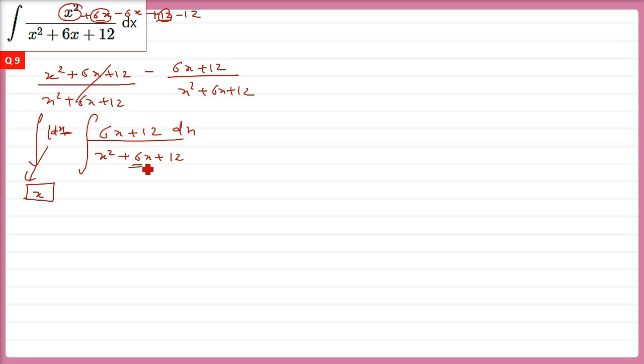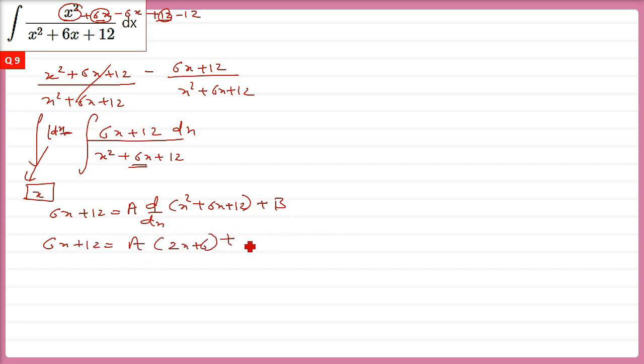So we'll apply the same technique which we are used to. We'll represent 6x plus 12 in the form of differentiation of x square plus 6x plus 12. So 6x plus 12 can be written as a into d by dx of (x square plus 6x plus 12) plus a constant term which is b. 6x plus 12 will be equal to a into (2x plus 6) plus this b. Now this equation is very important, which we are going to use in a short while.